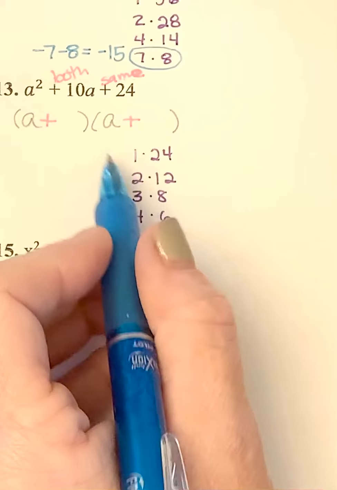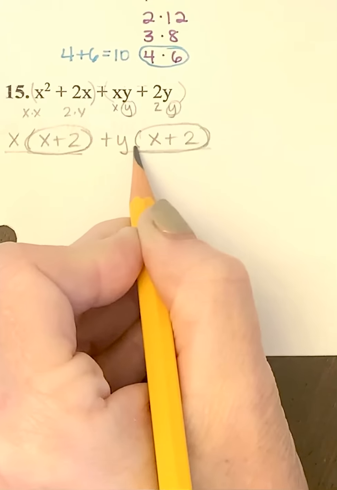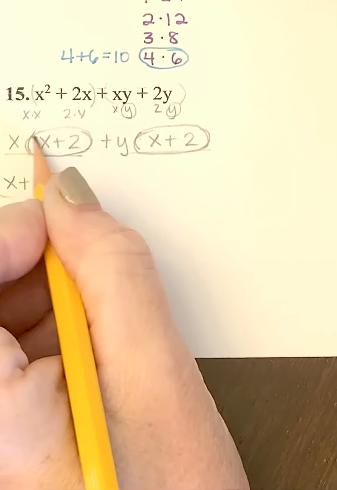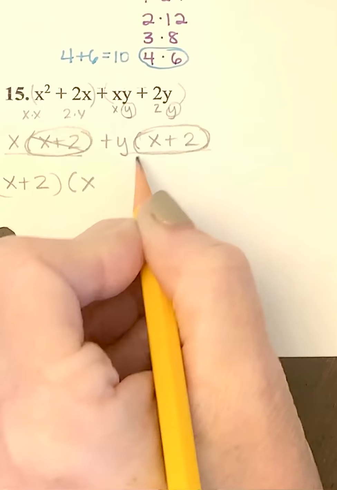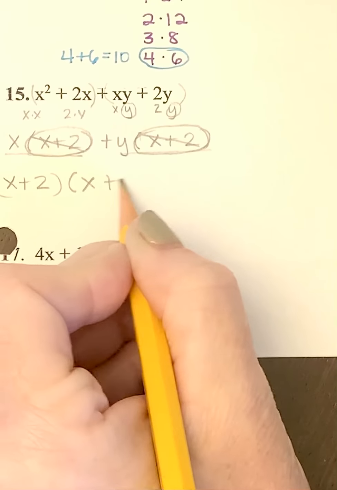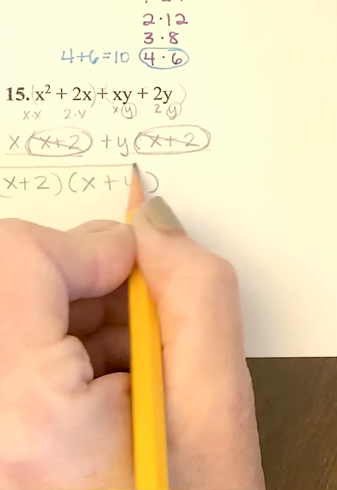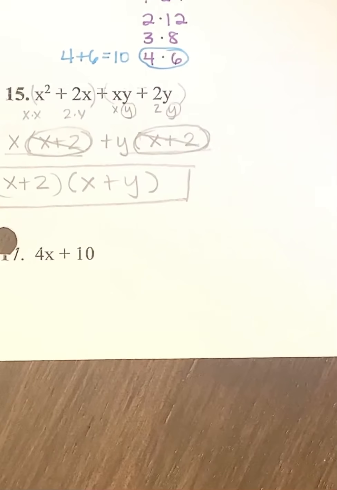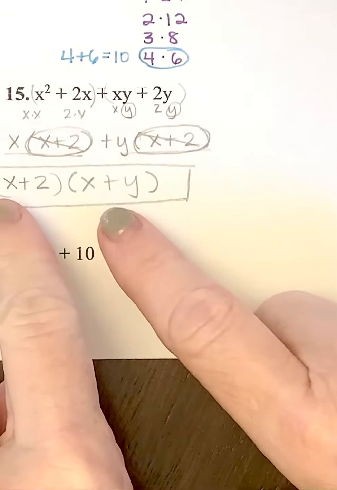So I'm going to factor out or take the binomial of x plus 2 out of the first group. I'm left with an x. Taking it out of the second group, I'm left with a y. All right. There we go. Check it by using FOIL.